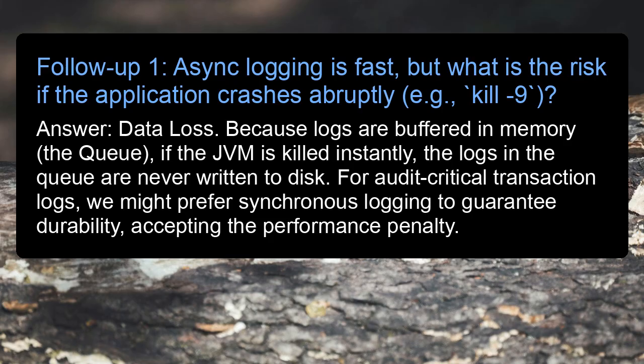Follow-up 1. Async logging is fast, but what is the risk if the application crashes abruptly, for example, kill -9? Answer: data loss. Because logs are buffered in memory, in the queue, if the JVM is killed instantly, the logs in the queue are never written to disk. For audit-critical transaction logs, we might prefer synchronous logging to guarantee durability, accepting the performance penalty.